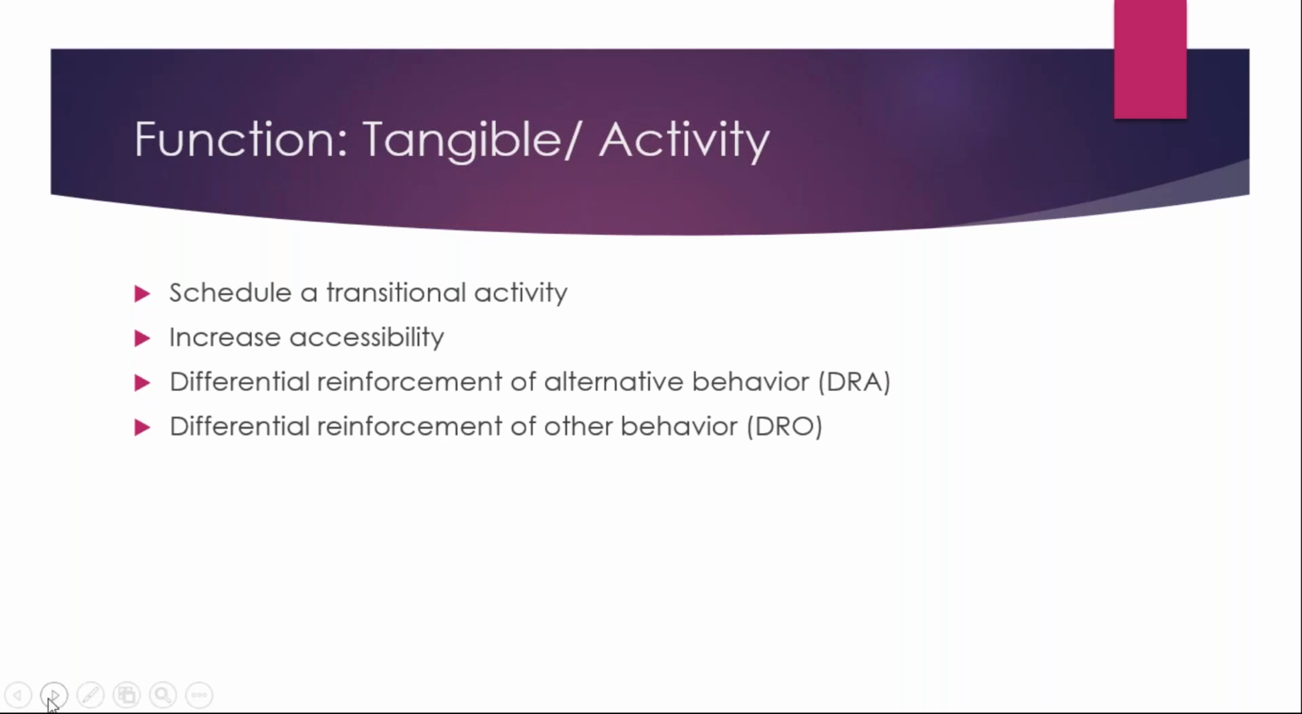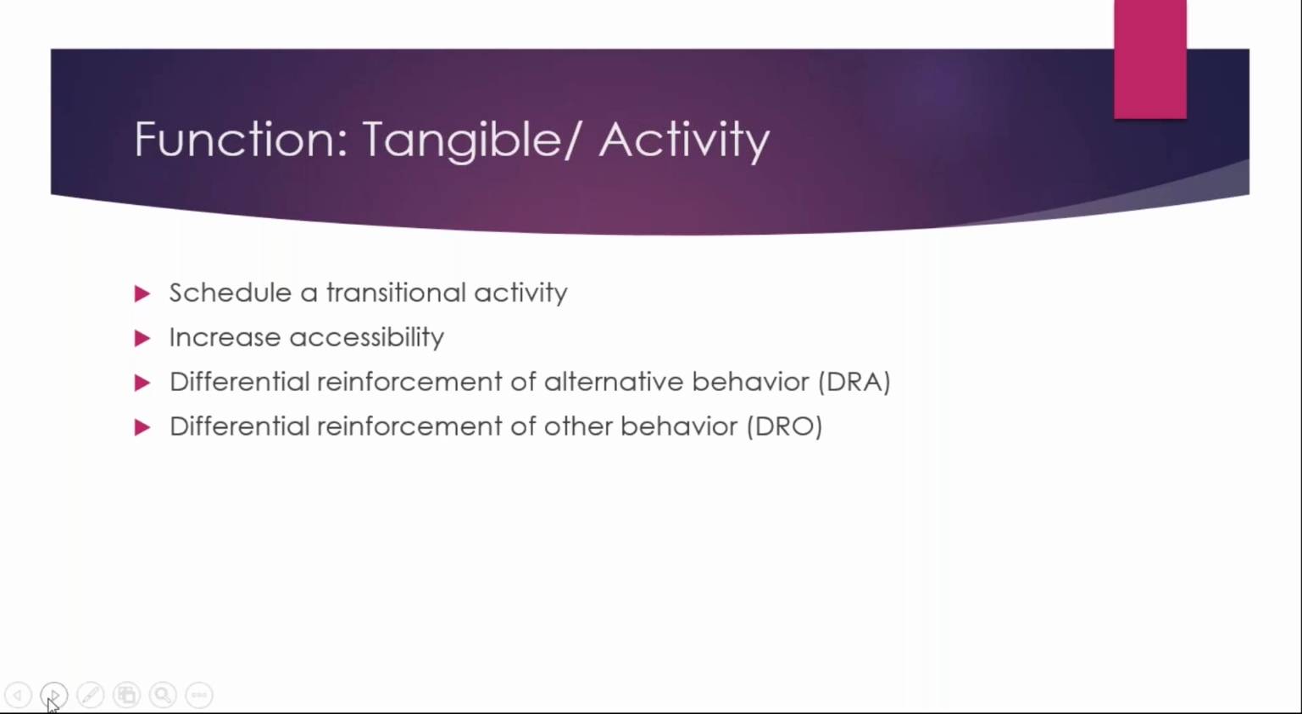We want to make preferred activities more frequently available to that child so that they have that increased accessibility. And same as before, you want that differential reinforcement of alternative behaviors and that differential reinforcement of other behavior. When we talk about the DRA, it's providing the desired item or activity contingent on an alternative appropriate response and place the problem behavior on pause.